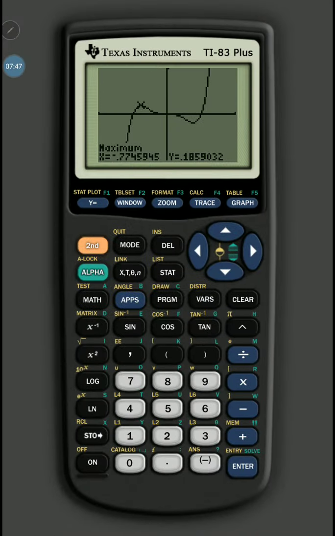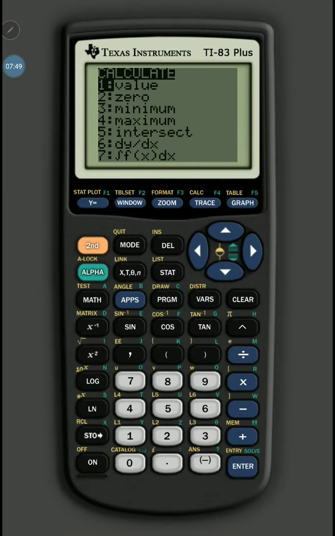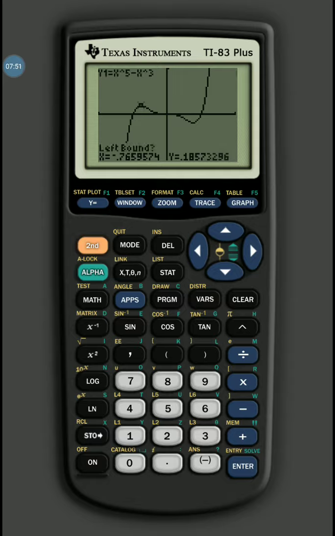Now we're going to find that minimum. Left bound first, then right bound, and then guess. So we have 0.77 and -0.19.